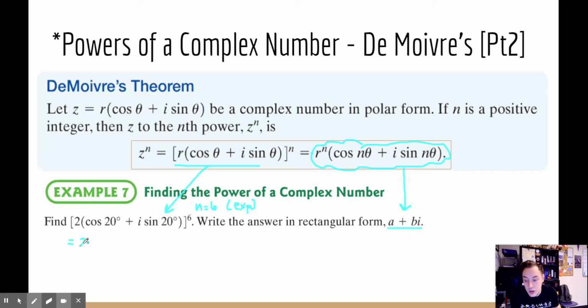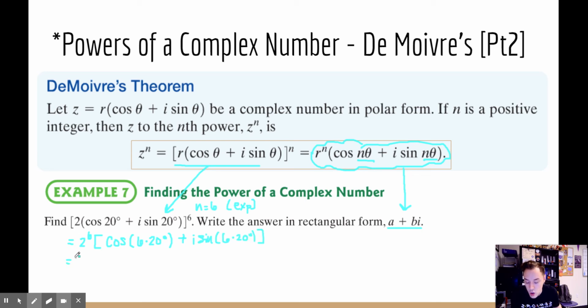Okay, so I have 2 to the 6th power. All right, 2 to the 6th power. In brackets, this equals cosine, and then right here, I have n times theta. So my n is 6, so that means it's 6 times my theta, which is 20 degrees. And I'm going to do the exact same thing with my sine function. So plus, and then I, and then sine of 6 times 20 degrees.